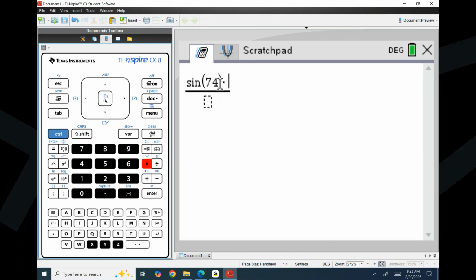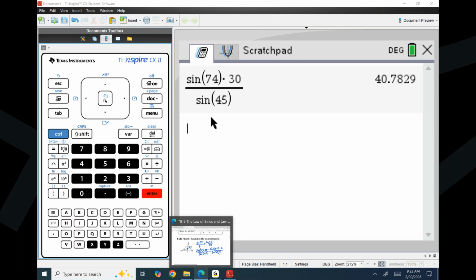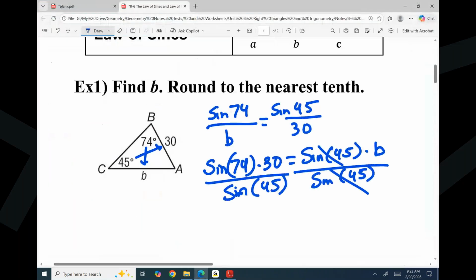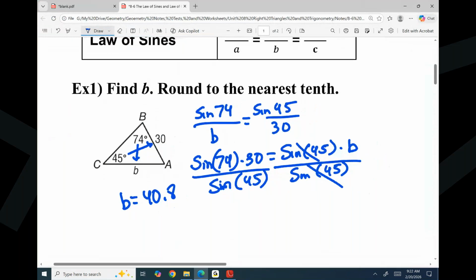Times 30, over sine 45. And let's do sine this time. 45, enter. Around 40.8. So B is around 40.8. Pretty simple? Not hard at all. Real simple. All right, let's try it again.